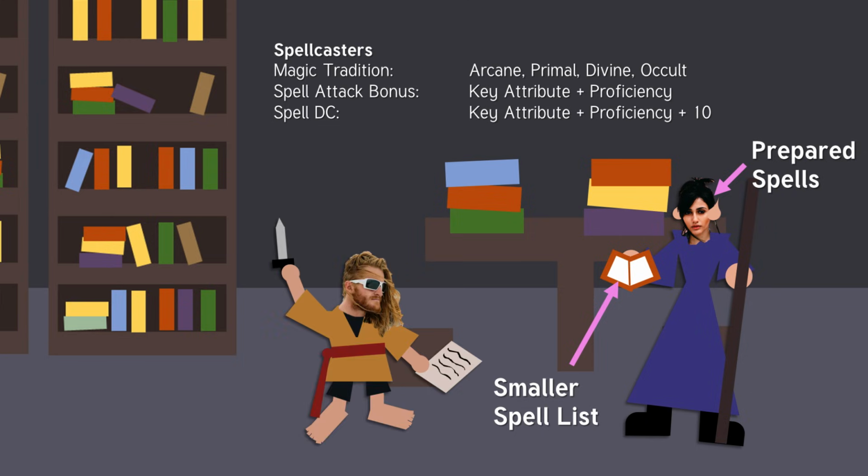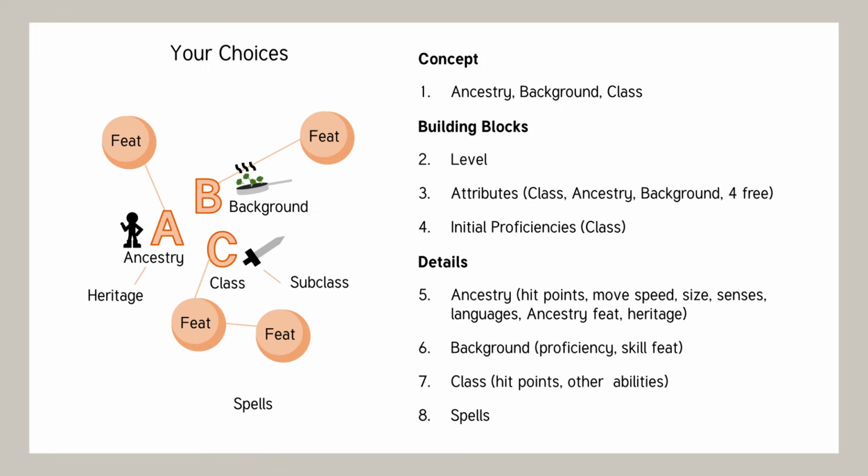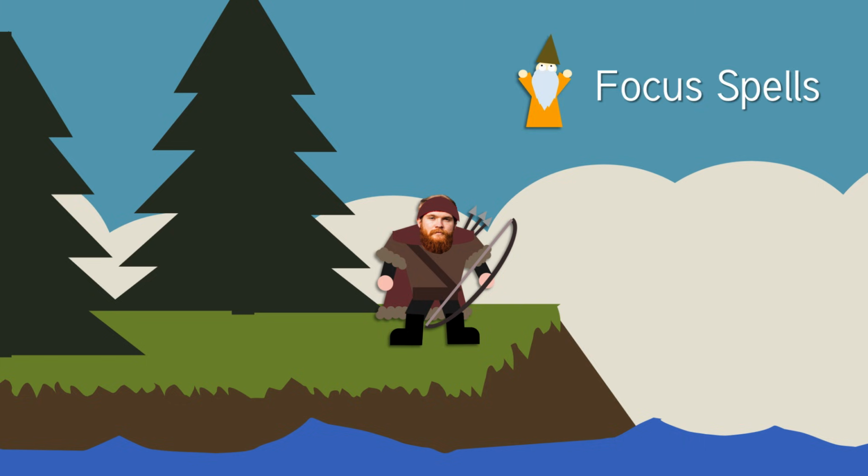If you're a spontaneous spellcaster, you'll have a spell repertoire. These are the spells you know permanently. Figure these out now. You can watch the video on spellcasters for more info. You might get focus spells. Focus spells are more like little magical tricks you can do that are unique to your class. You can watch the video on focus spells for more info.